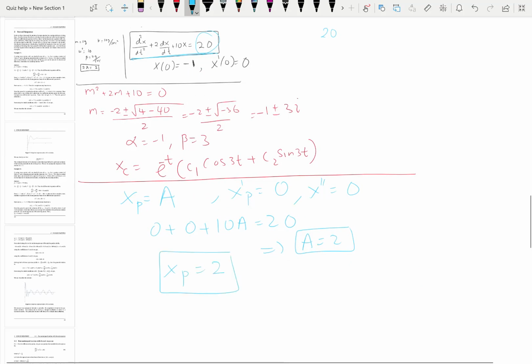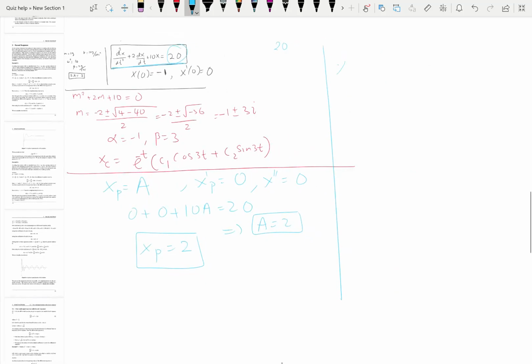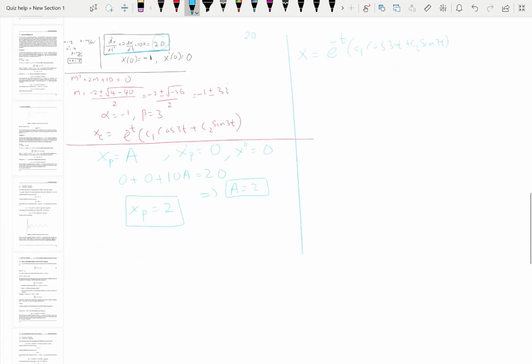This is a very easy example, by the way. So we can write the general solution as the summation of the complementary solution, e to the -t times c1 cosine 3t plus c2 sine 3t, plus the particular solution, plus 2.